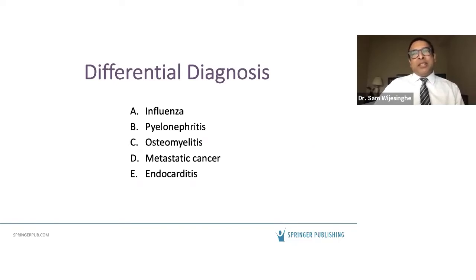Based on the information given, this is the differential diagnosis list. I just want to remind you that this was the differential diagnosis the primary care provider came up with when she was actually dealing with this real case. So influenza, pyelonephritis, osteomyelitis, metastatic cancer, and endocarditis.